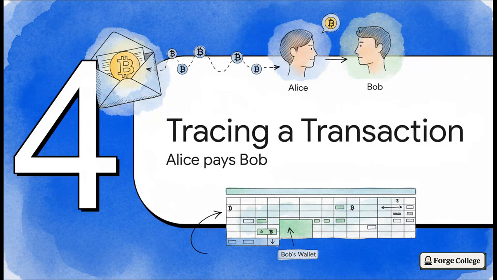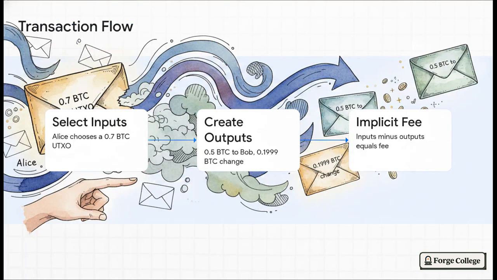Section 4. Tracing a live transaction. Alice pays Bob. Let's watch how this transaction actually flows in practice. Step 1. Alice selects her inputs. Let's say she needs to send 0.5 Bitcoin, but looking in her wallet, she only has a single envelope worth 0.7 Bitcoin. So she chooses that 0.7 UTXO.